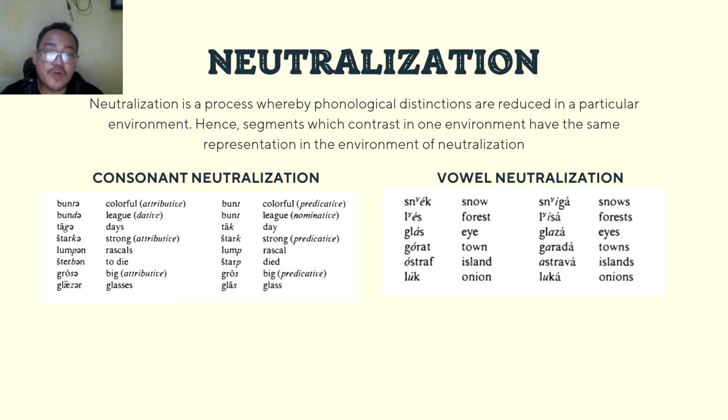Neutralization is a process whereby phonological distinctions are reduced in a particular environment. Hence, segments which contrast in one environment have the same representation in the environment of neutralization. There are two of them. The first one is consonant neutralization, and the second one is vowel neutralization. Okay, we go to the next slide.